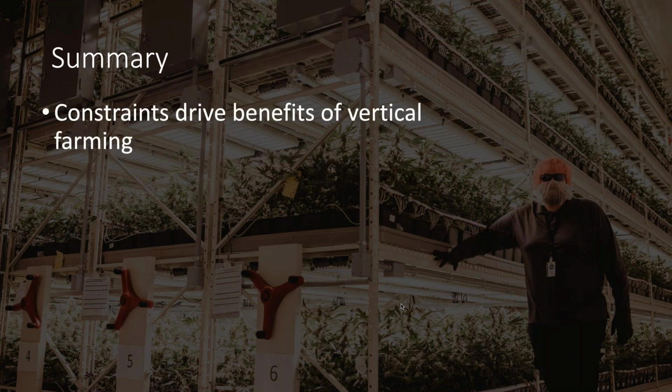Okay, so in summary, constraints drive the benefits of vertical farming. Constraints that make it less expensive, or faster, to grow up, right, to build upper levels. In Canada, especially a couple of years ago, you might legally be able to add a room, but the process to get that room approved might be 6 months, whereas it might take you 2 days to add another level to an existing room.